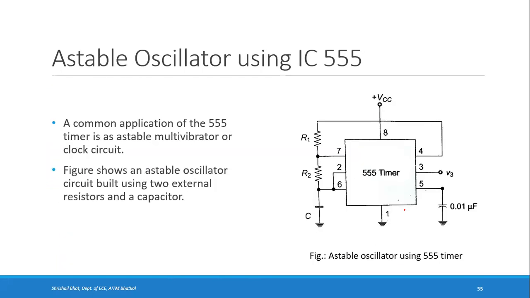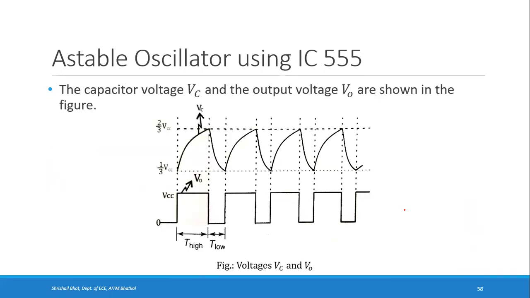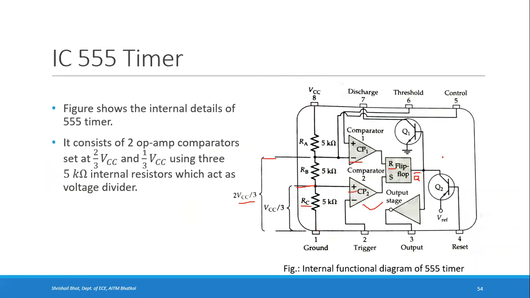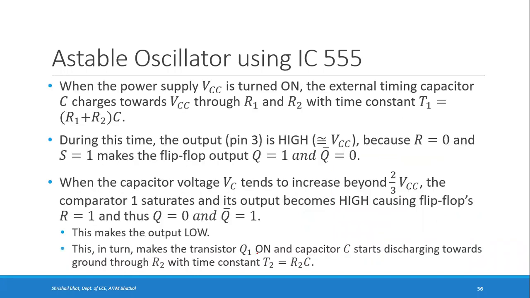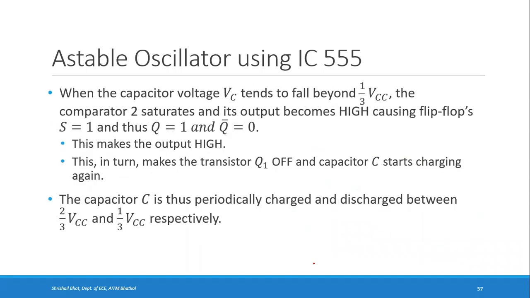So if the transistor becomes on, the capacitor starts discharging. The discharge pin is at pin number 7. Here R1 doesn't come into consideration. While discharging, the capacitor will discharge through R2 only. That's why the discharge time constant is R2 into C. Instead of R1 plus R2, here we have only one resistance, R2. So it is R2 into C. That's why the discharging time constant is R2 into C.